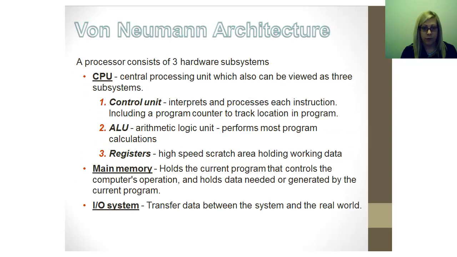The theory of von Neumann states that a processor consists of three hardware subsystems. Firstly, the CPU, or central processing unit, which can be viewed as three subsystems: the control unit, the ALU, and registers. The main memory, which holds the current program that controls the computer's operation and holds data needed or generated by the current program, and the input-output system, which transfers data between the system and the real world.